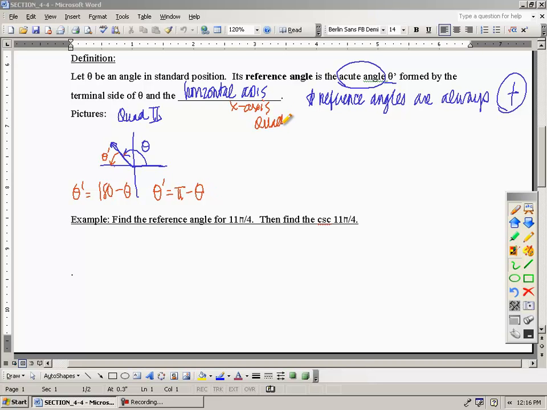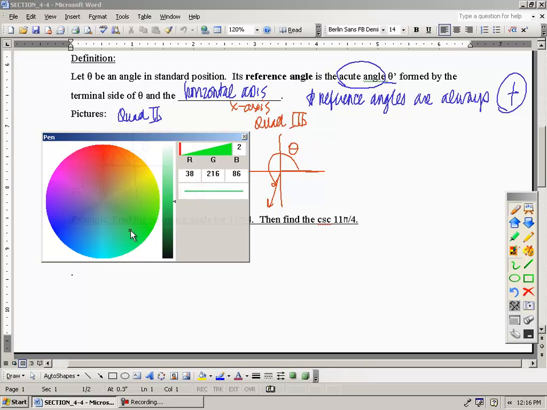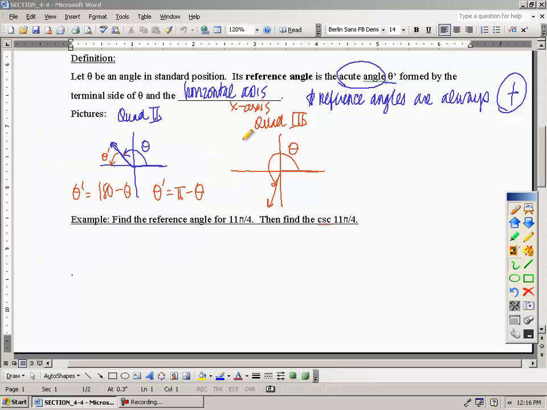Okay. I'll just keep this color. Let me go into quadrant 3. And if I give you an angle in the third quadrant, let's say it's down here. So this is my angle theta. Let me change colors. And again, we're asking, is it quicker to go forward to the x-axis or backwards to the x-axis? And it is backwards. Now, even though I say backwards, my theta prime, my reference angle, has to be positive. So I've got to manipulate the way I actually write this.